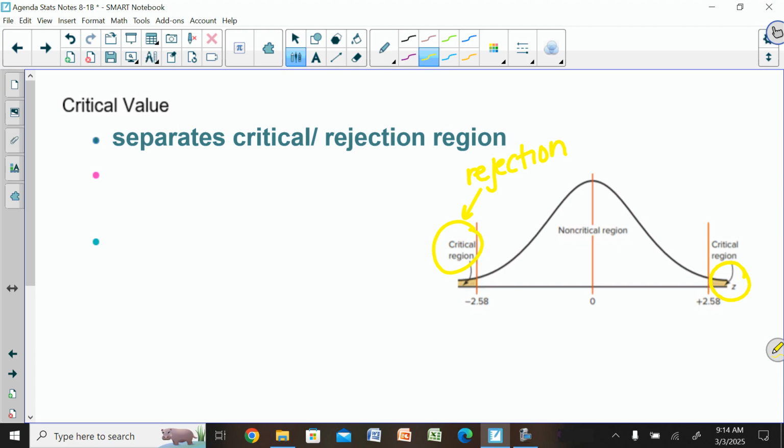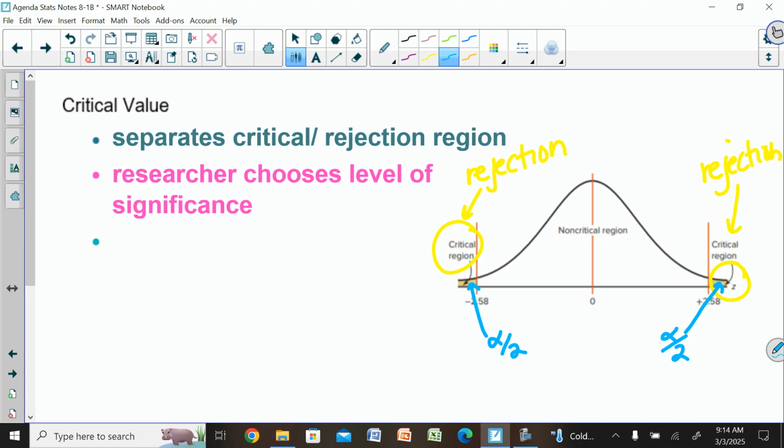And this side as well. Notice we've got alpha on both sides, right? We've got that shaded region. You need to make sure you notice that this is alpha over 2 because we've got an approximately normal distribution. It's symmetric, and we're looking at either end. If something falls in that non-shaded region, that's non-critical or non-rejection. So our researcher first has to choose our level of significance.